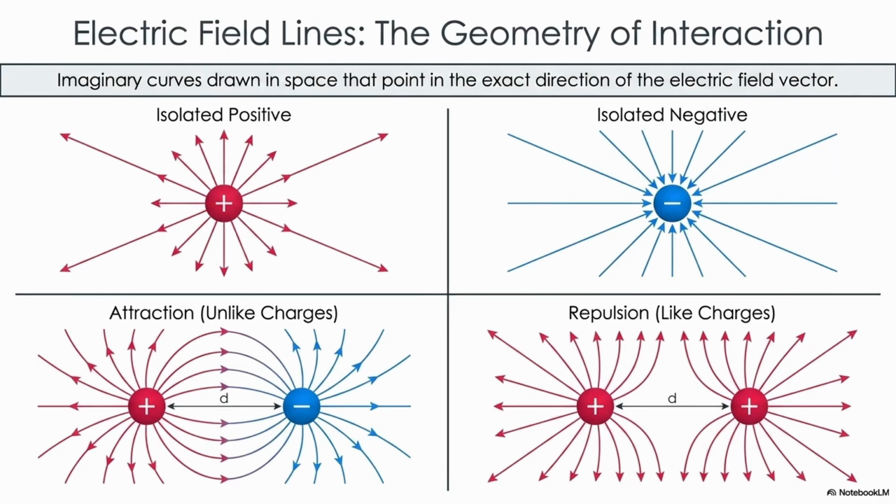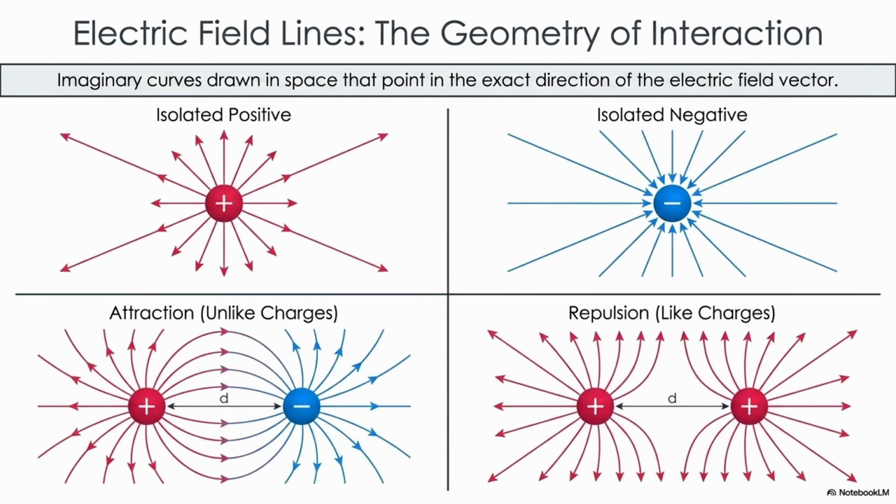The geometry of interaction. We're looking at electric field lines. These are imaginary curves that point in the exact direction of the vector. For isolated positives, the arrows radiate outward. For negatives, the arrows point inward. But the visuals get really intense when they interact. Yeah, if you look at attraction, unlike charges, the lines reach beautifully across the void to connect them. But for repulsion, like charges, the lines violently bend away from each other. You can see the tension.